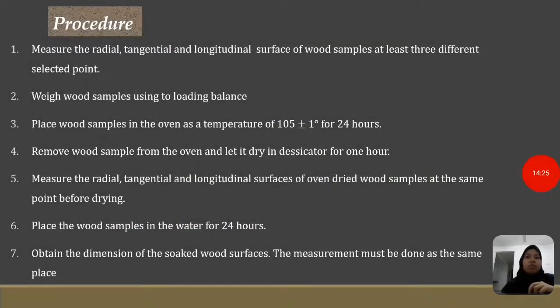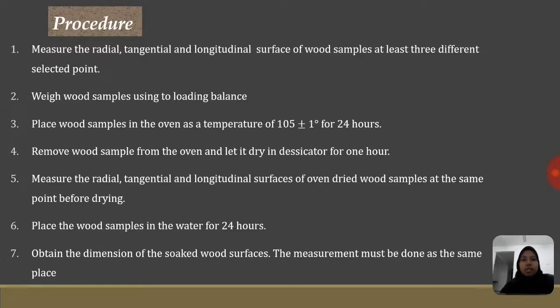For the procedure, we need to measure the radial, tangential and longitudinal surface of wood sample at least 3 direction selected point. And then weigh wood sample using the loading balance. Place wood sample in the oven at a temperature of 105 plus minus 1 for 24 hours. And then remove the wood sample from the oven and let it dry in desiccator for 1 hour.